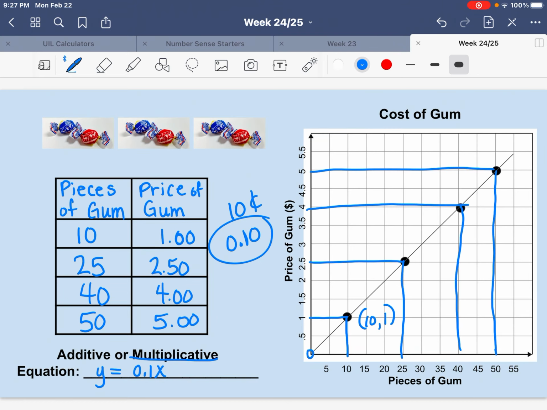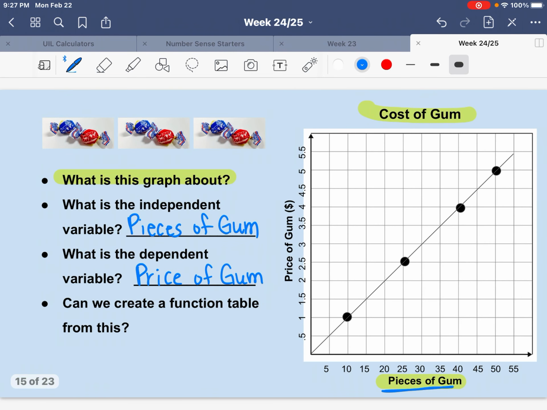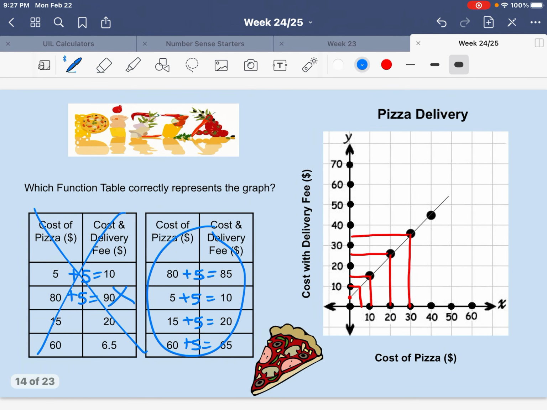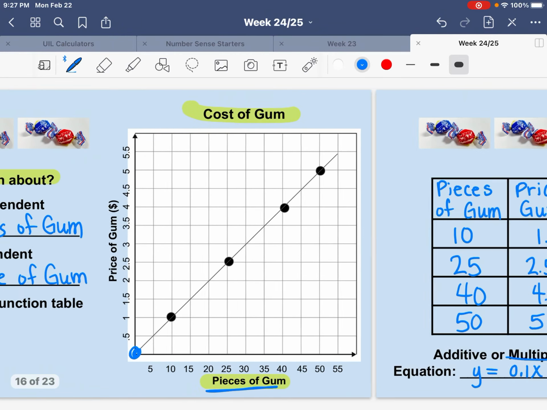I also know that it's multiplicative because it passes through the origin. That's an important thing. This is multiplicative because it passes through the origin. This, not multiplicative because it doesn't pass through the origin. Okay.